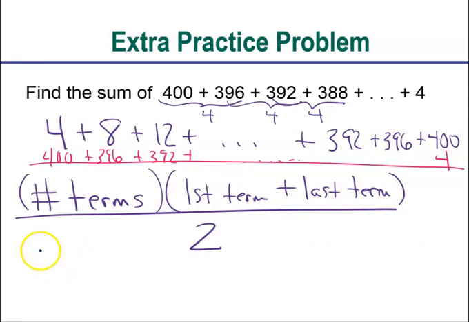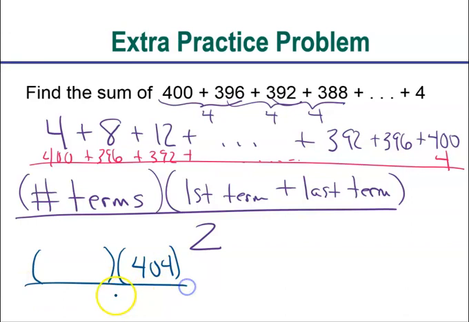All right, so the number of terms. We hadn't talked about that, y'all. But the first term plus the last term, that's easy. That's 404. And then we're going to divide that answer by 2.